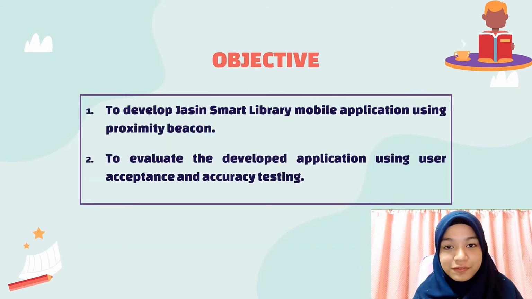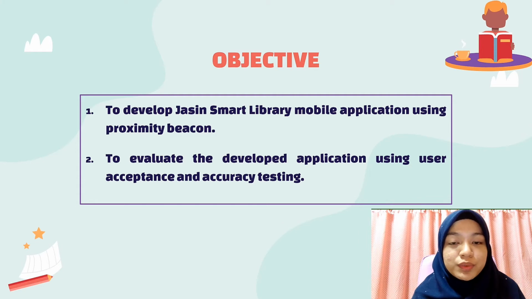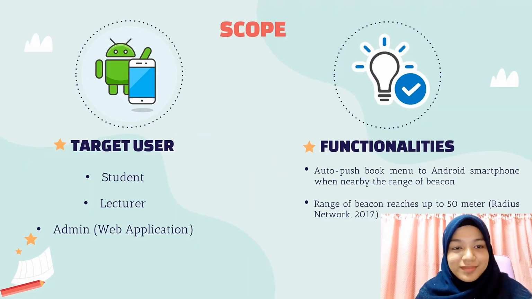Next, objective. First, to develop Jasin Smart Library mobile application using proximity beacon. Second, to evaluate the developed application using user acceptance testing and accuracy testing.